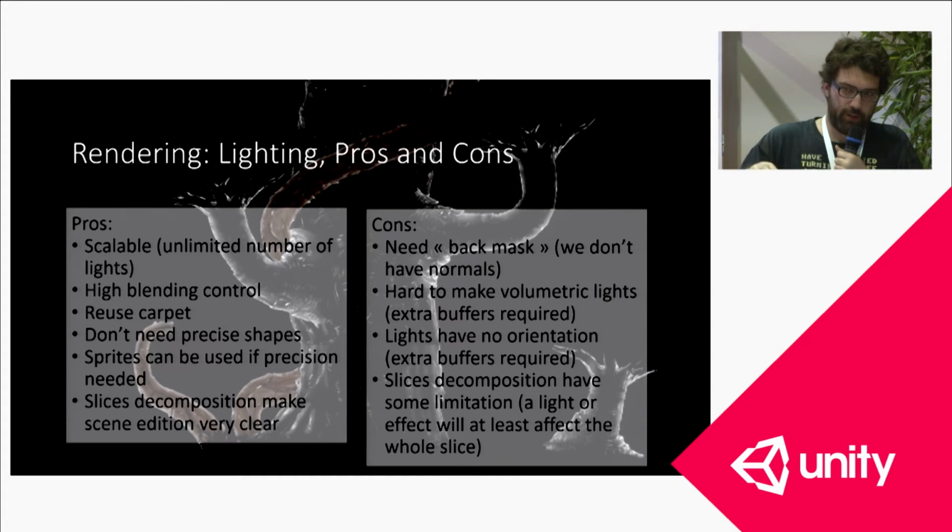The lights have no orientation right now. It's just a spot you put in the map. If we want orientation, we will have to add some extra buffer to store the orientation and say if an object reacts to this light direction or not. But it's feasible. And the slice decomposition has some limitations because when we put a light on a slice, it will affect the whole slice. But it's great because it makes the editing easier.